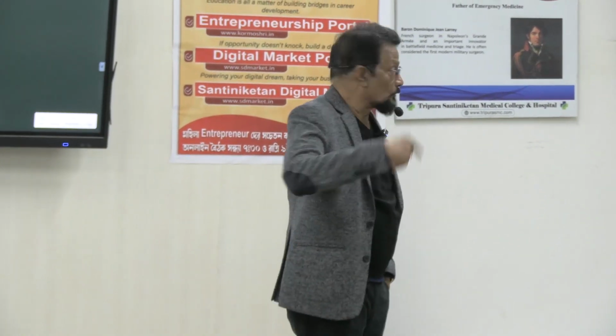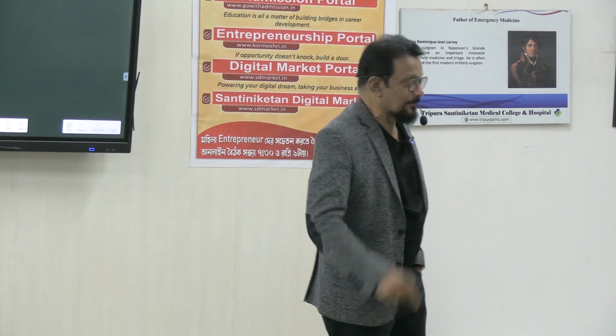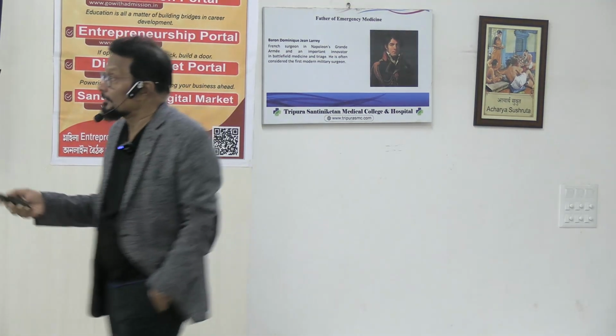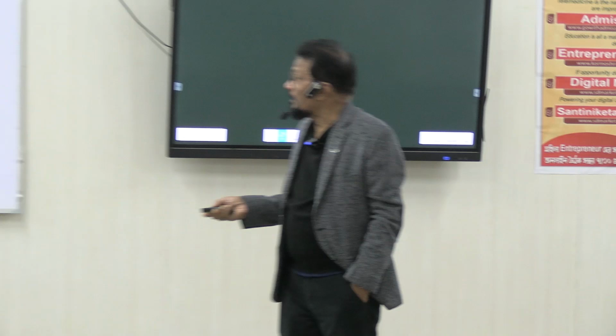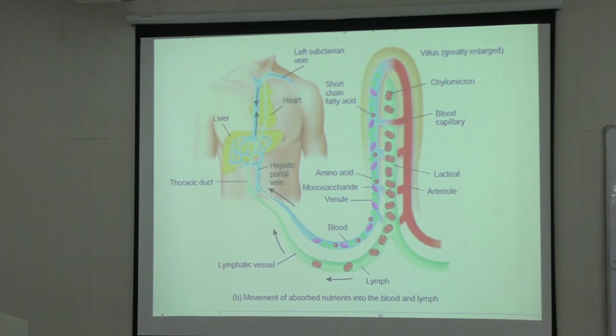In those nerves which are having myelin sheath, we call them myelinated nerve fiber, isn't it? Okay. This is also important.